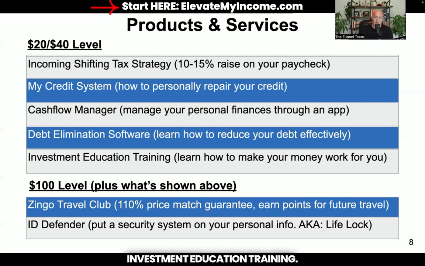Investment education training. We're going to show you how to make your money start working for you and give you the right education so you could be making the right investments that yield a positive return for you.